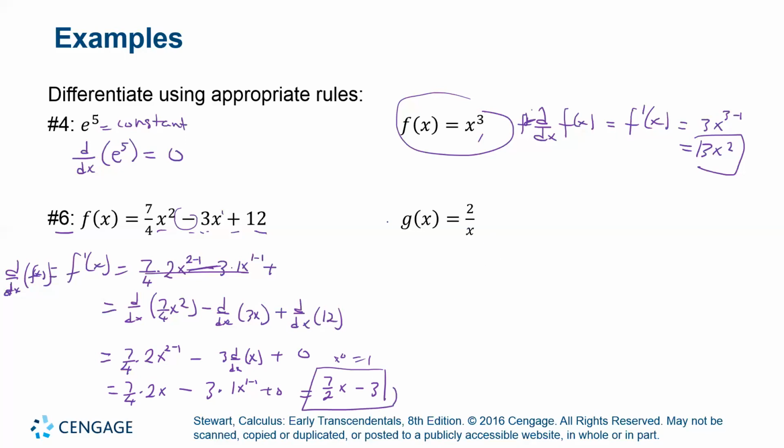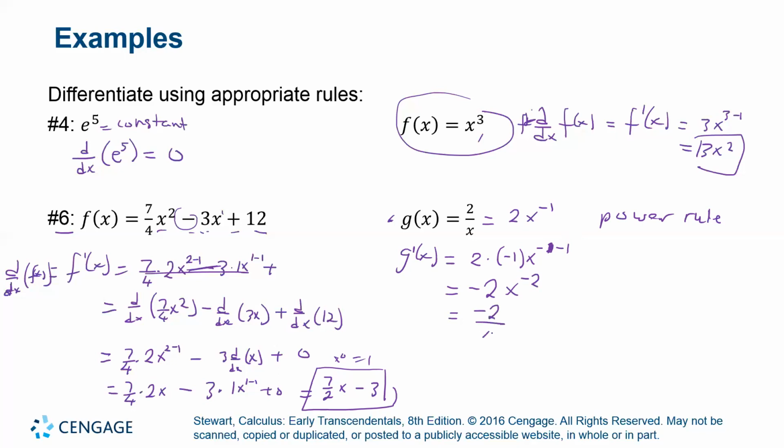Okay, now for this g of x, we want to write this as 2x raised to negative 1. Okay, so what is my g prime of x? If I use the power rule, which will be 2 times, there's a minus 1, x raised to minus 1, then we subtract 1 from the exponent. And so that is going to be minus 2 x raised to negative 2, which is the same as negative 2 over x squared.